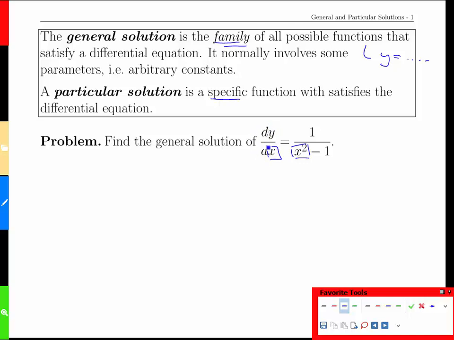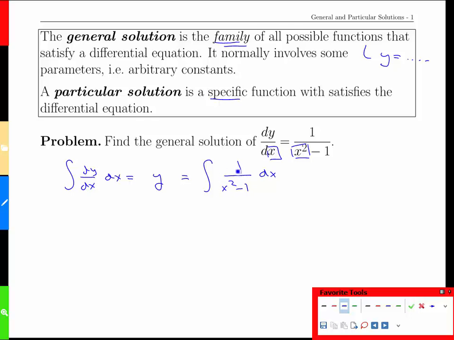If we integrate dy/dx with respect to x, the whole point of doing that integral is to eliminate the derivative, and we'll get y. And so what we need to do is also integrate the right-hand side at the same time with respect to x. And that should give us y equals a function here of x.